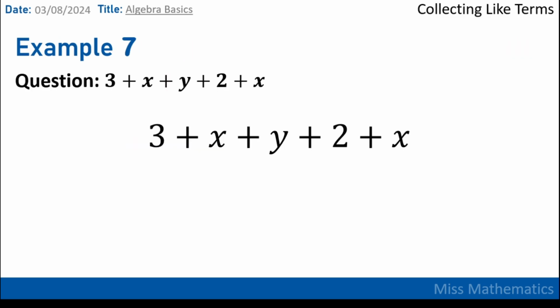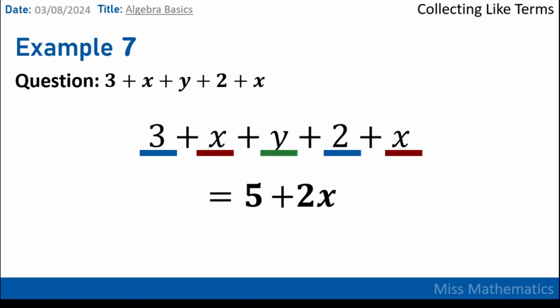So example 7, collecting like terms. Like terms are numbers that can be added together because they are similar. So for example, 3 and 2 can be added together to make 5 in this question. X and x are like terms, so that can be added together to make 2x. And y does not have a like term in this problem, so it is added onto the end.